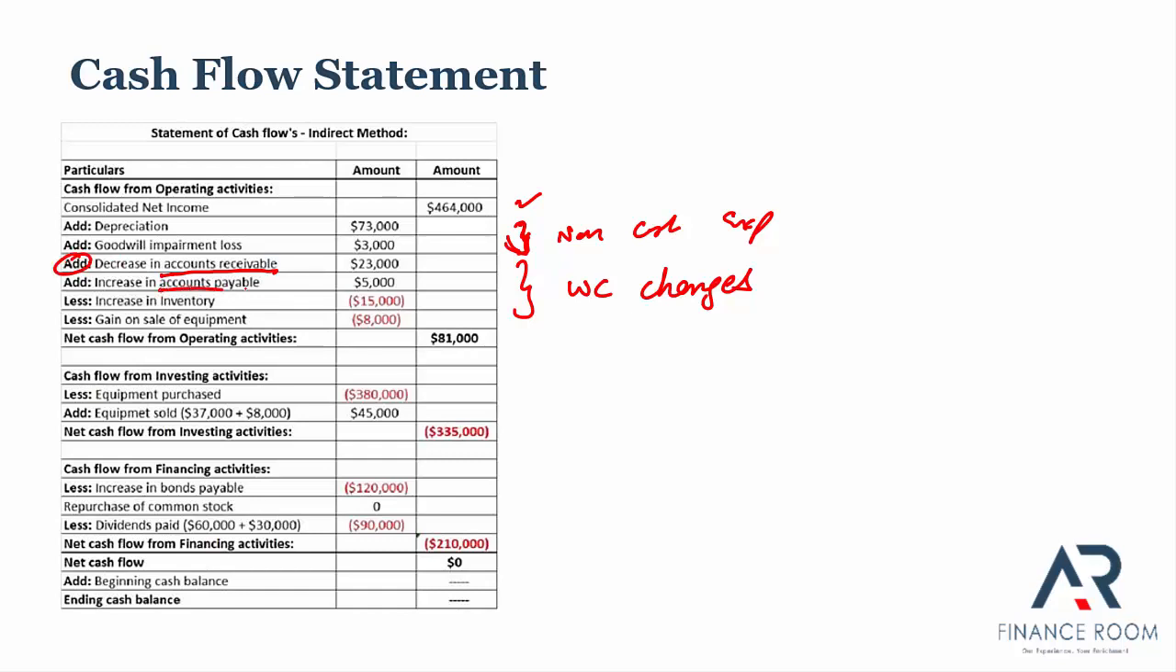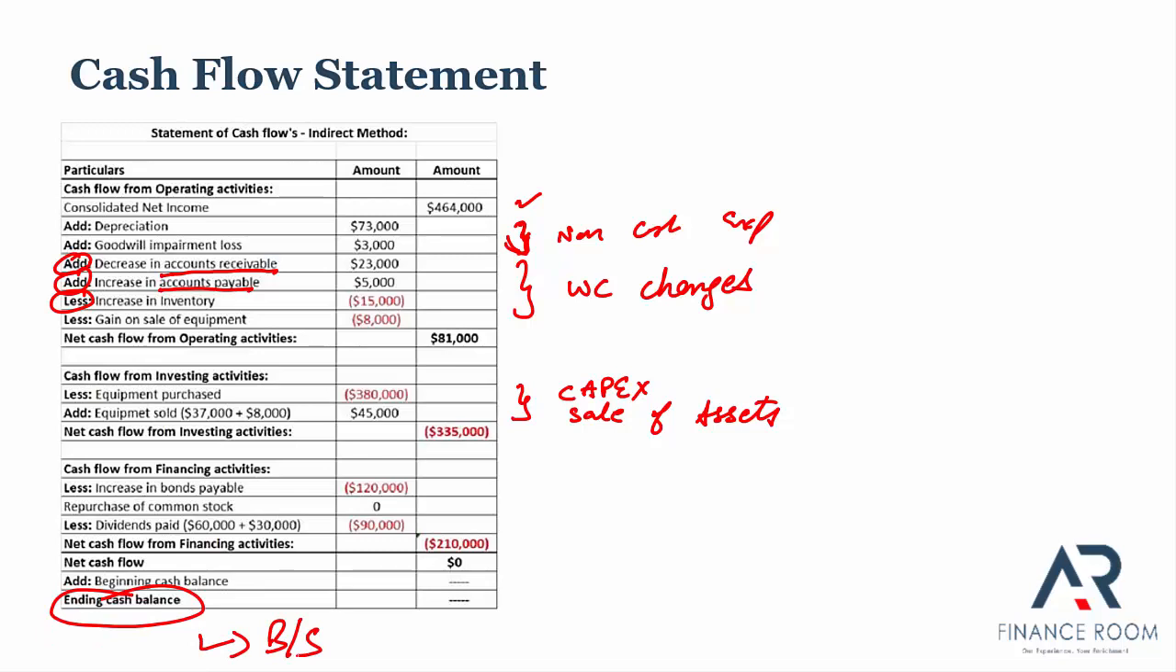Alright, so increase in liabilities, you add. Increase in inventory, you subtract. Then gain on sale of equipment, that's fine. So cash flows from operating activities, then equipment purchased, equipment sold. So this is your capital expenditure and sale of assets. Then financing activities, and it ends with the ending balance of cash, which is then taken to your balance sheet. Okay, so that is the flow of the cash flow statement.